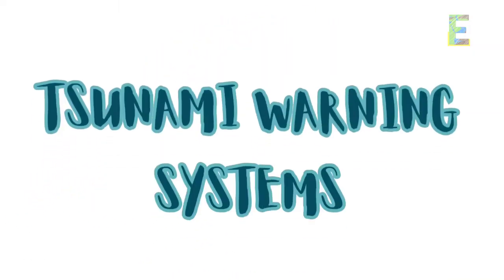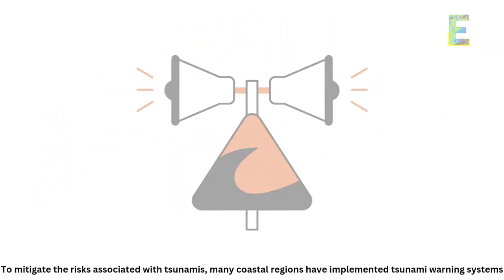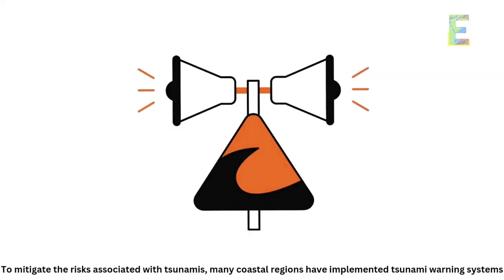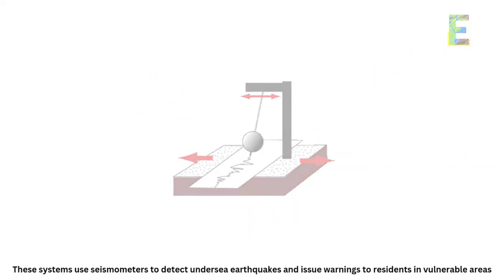Tsunami warning systems. To mitigate the risks associated with tsunamis, many coastal regions have implemented tsunami warning systems. These systems use seismometers to detect undersea earthquakes and issue warnings to residents in vulnerable areas.